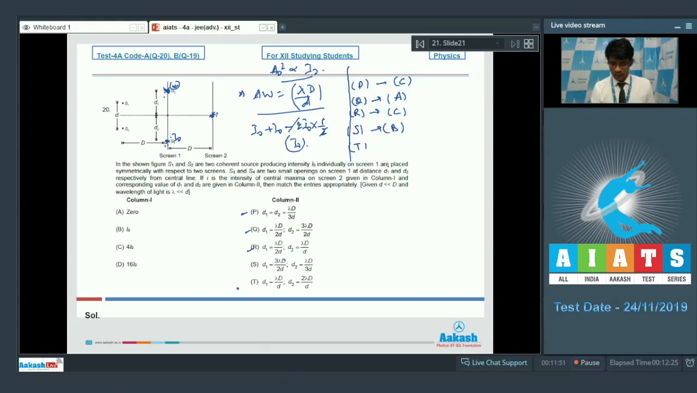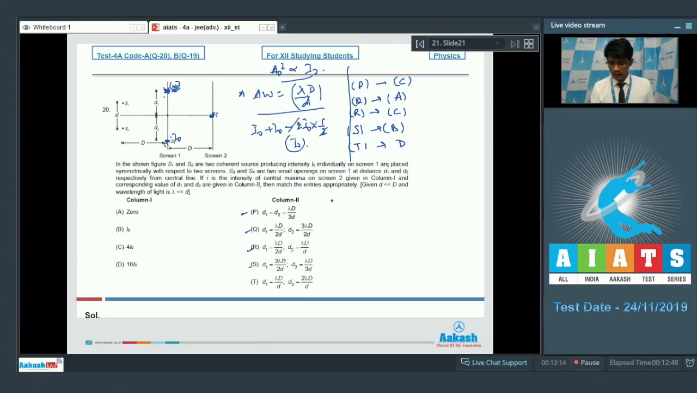And for the last, T, T is lambda D by d and 2 lambda D by d. That means this is 1 fringe width, this is 2 fringe widths. So at this point and at these 2 points, we shall have constructive interference. So already here we have 4 I0, 4 I0, and further at this point we shall have 16 I0. That means T.